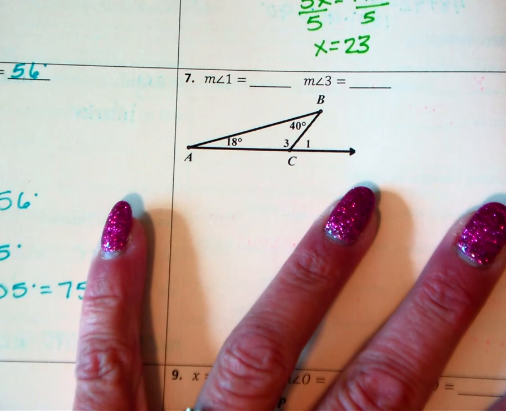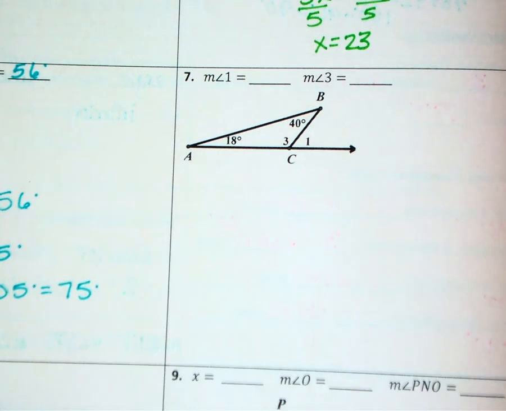Okay, here I'm asked to find the measure of angle 1 and 3 again, but they look different than the last one, so be careful. Okay, and where would you start here?